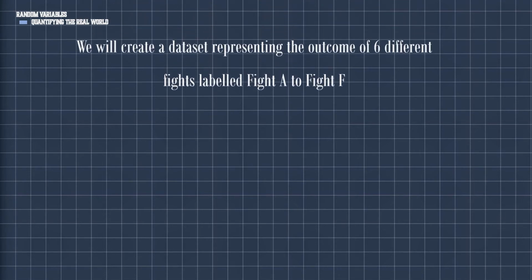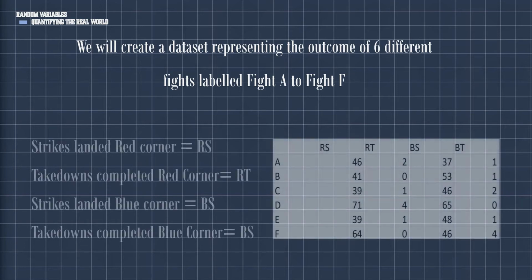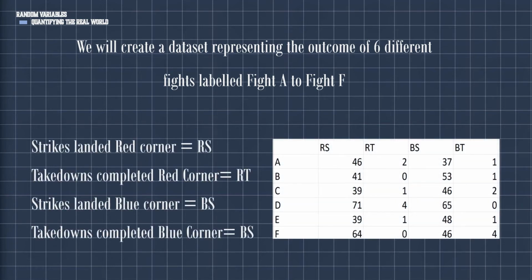Let's define some random variables that describe the outcome of a UFC event and create some fight data using them. For the purpose of this video, we will include 2 different data points for the performance of each fighter, giving us a total of 4 data points that describe a standard UFC event. This table holds the data for each fight, with each number in the table representing an output from either the random variable RS, RT, BS, or BT, across 6 different UFC events or observations, labeled from A to F.